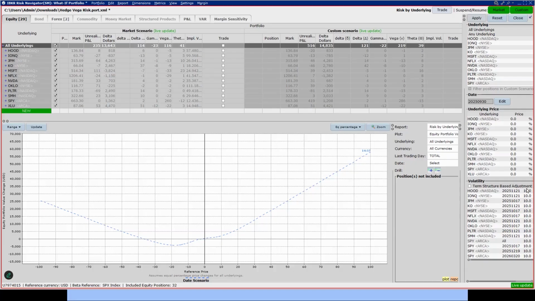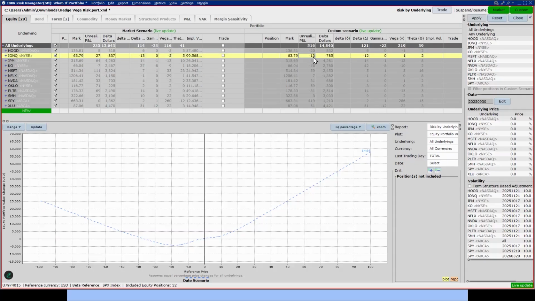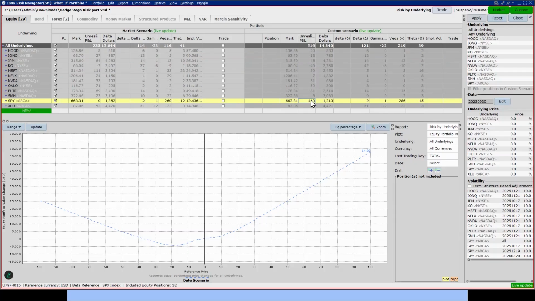So what I've done here is I've just gone with a blanket 10% increase in volatility across all underlyings. And you can see here our unrealized P&L has gone from 235 to 516. We've actually made money through this move. Most of these positions are losing a little bit of money, but our SPY hedge has made a significant profit.